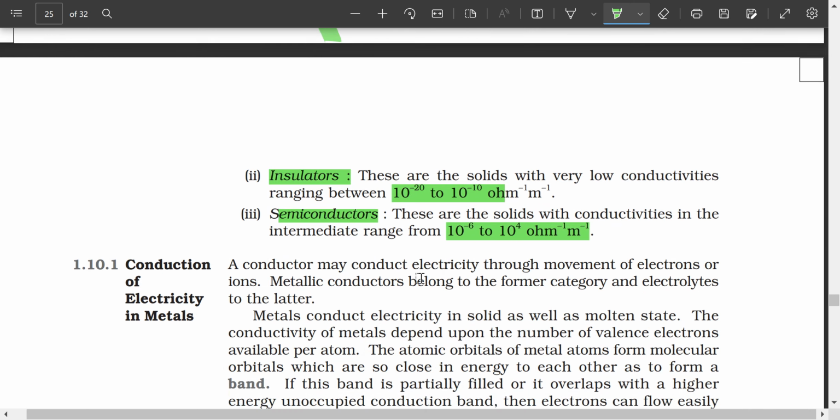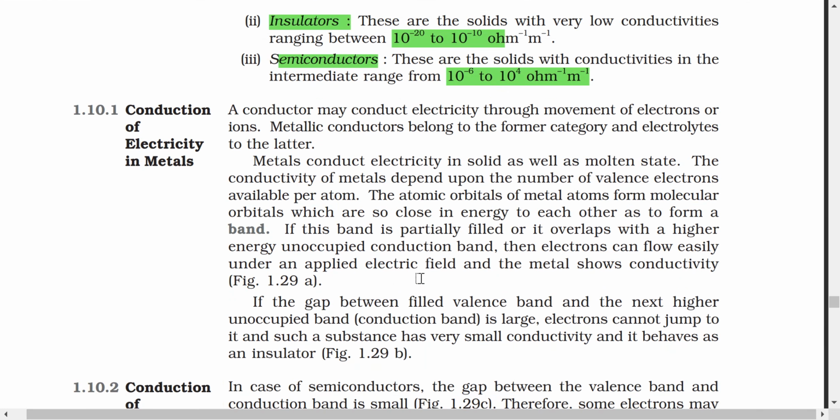Fine. Conduction of electricity. Conductor may conduct electricity through movement of electrons or ions. Metallic conductors belong to the former category and electrolytes to the latter. Fine. या तो movement होगी electrons की या ions की. Metals conduct electricity in solid as well as molten state. Conductivity of metals depends upon the number of valence electrons available per atom. जितने ज़्यादा free electrons उतनी ज़्यादा conductivity.